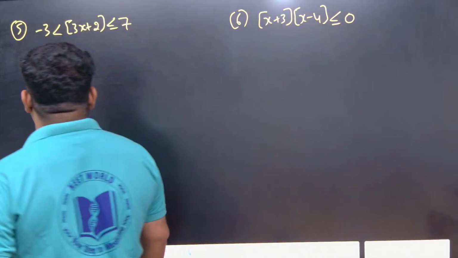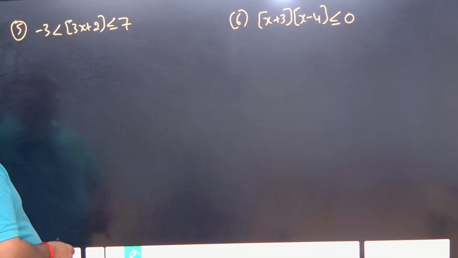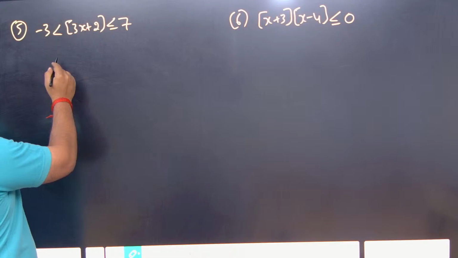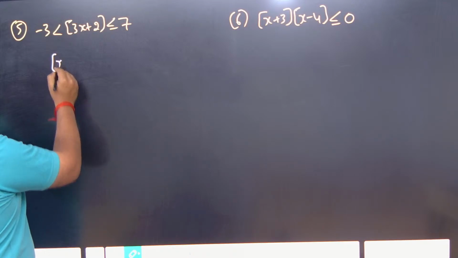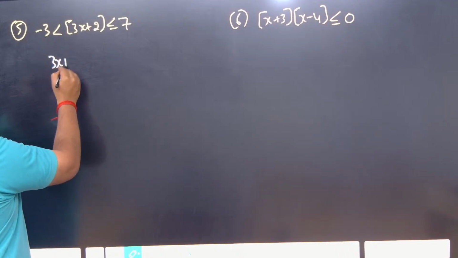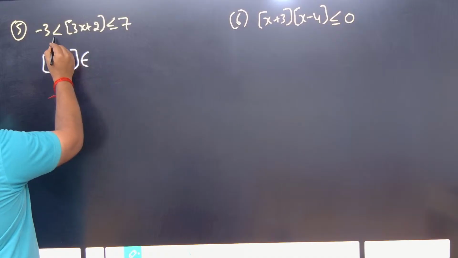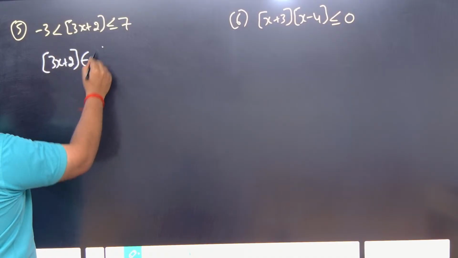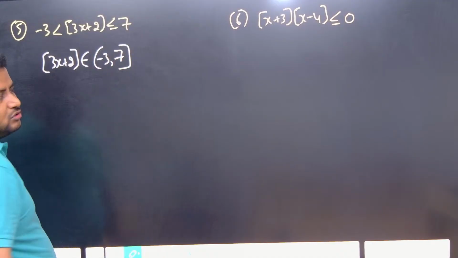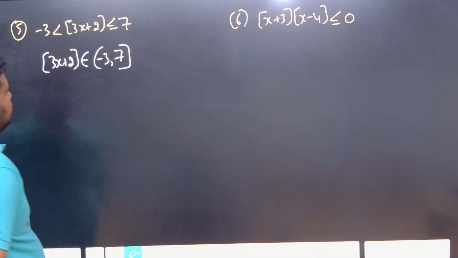See here we have step of 3x plus 2 is greater than minus 3 but less than or equal to 7. Greater than minus 3, equals is not there. So step of 3x plus 2 belongs to the open interval minus 3 comma, and here it is less than or equal to, so within a closed interval I can write 7.